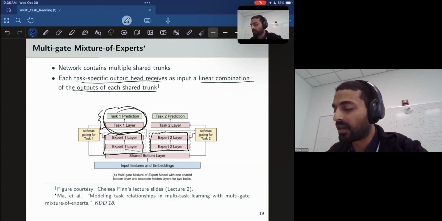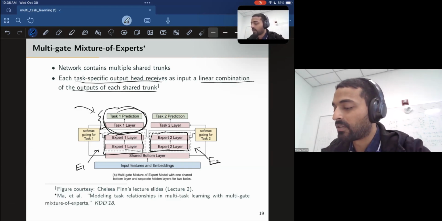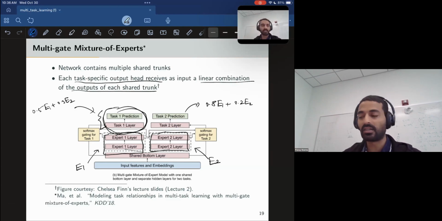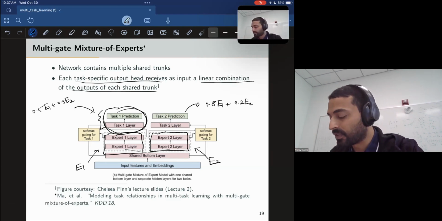So for example, just to take a random example, this is your E1 layer, expert one, and this is your E2. So here you might want to compute 0.5 E1 plus 0.5 E2. And here you might want 0.8 E1 plus 0.2 E2. These are just constructed numbers, but this is the difference.